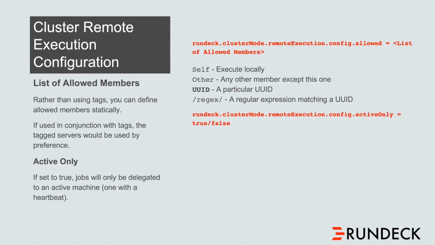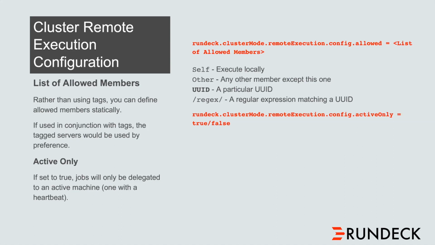So if I have one or two servers at the front end that are only supposed to be front end servers, they might all have something that says allowed equals other. So they'll take the UI interaction from the user, but when a job actually needs to run, they'll go ahead and send those requests out to one or another of the servers that are out there. I can also specify a particular UUID or a regular expression that might match one or more UUIDs.